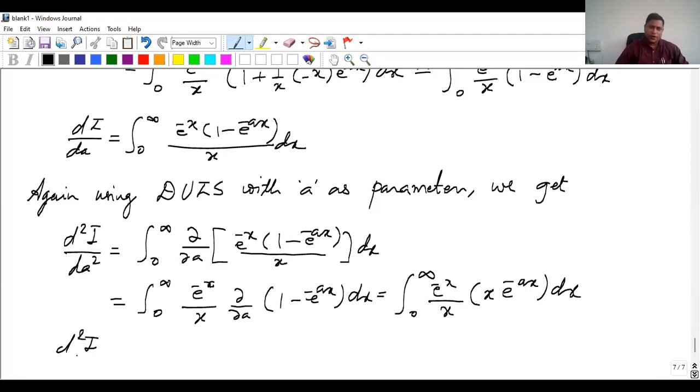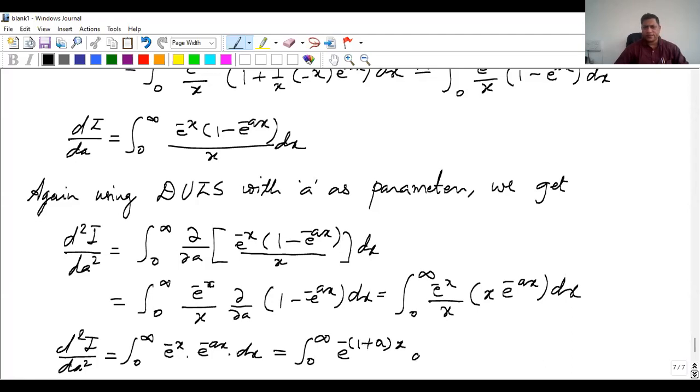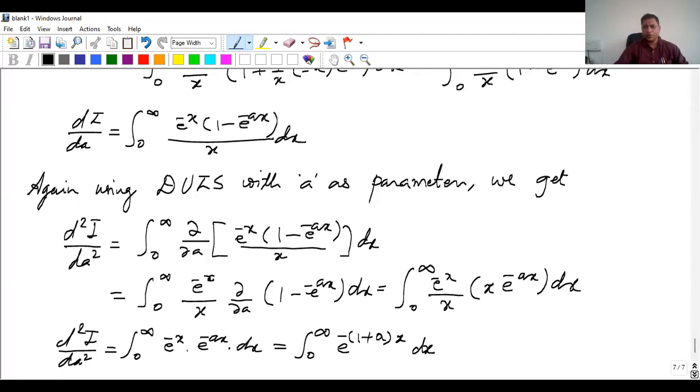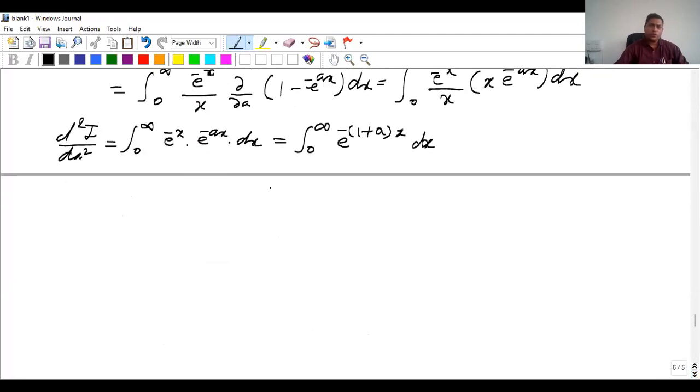So I got here d²I/da² is equal to integral 0 to infinity e raised to minus x e raised to minus ax dx. Or we can say this is integral 0 to infinity e raised to minus (1 plus a) x dx. Okay, and that's what we have. Now think of integration. So d²I/da² is equal to integral 0 to infinity e raised to minus (a plus 1) x dx.